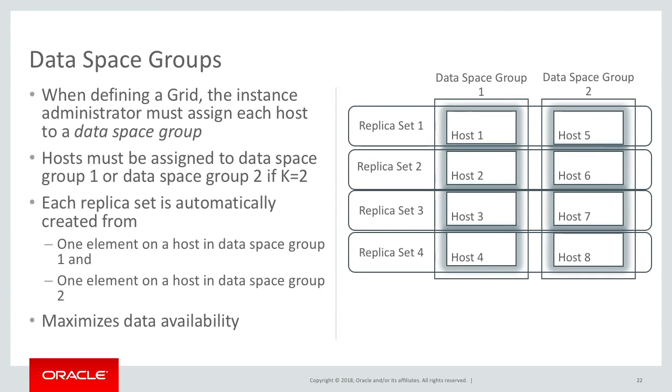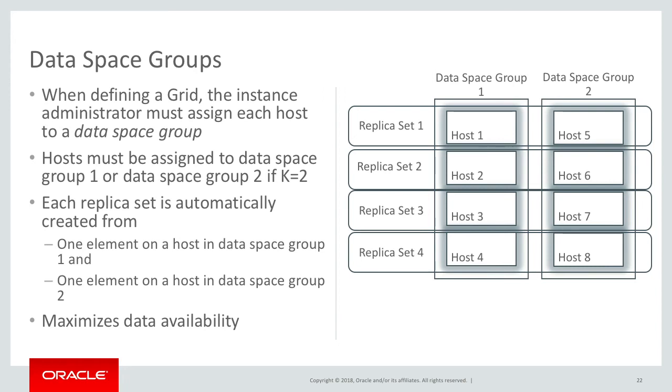And so to give users the ability to address this and to make sure that we distribute data in an appropriate manner, TimesTen Grid supports what we call data space groups. When you define a host in a grid, you have to tell us which data space group that host resides in. Is it in data space group 1 or data space group 2 for a k=2 grid? The assumption is that all of the hosts in a particular data space have a lot of things in common and are likely to fail together. So, for example, data space 1 might be a rack and data space 2 might be a different rack.